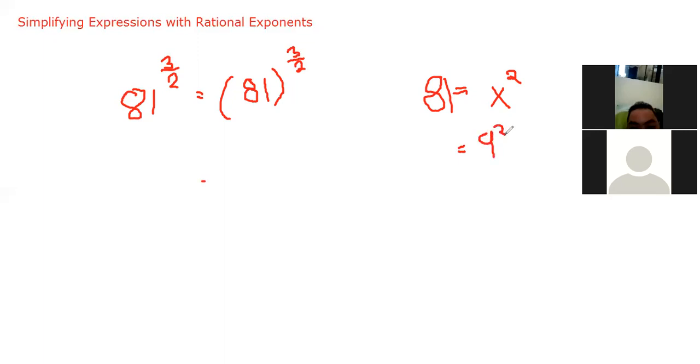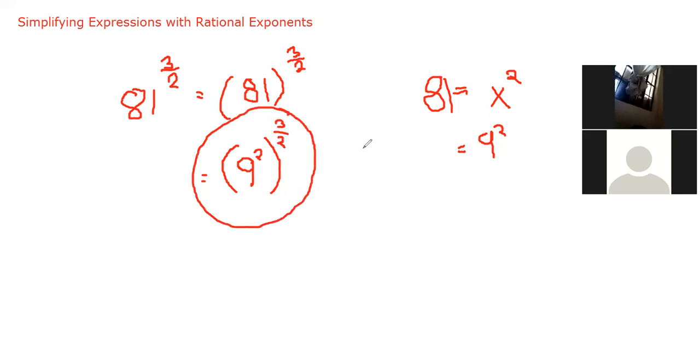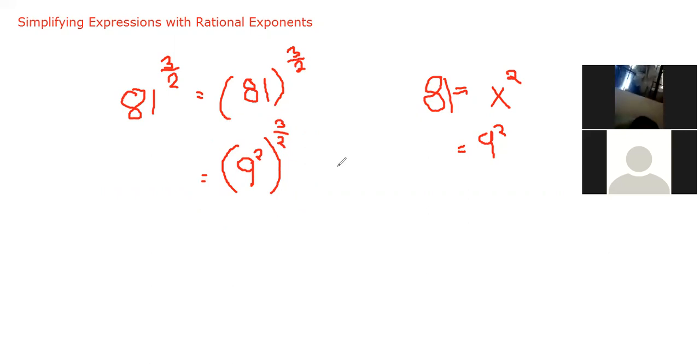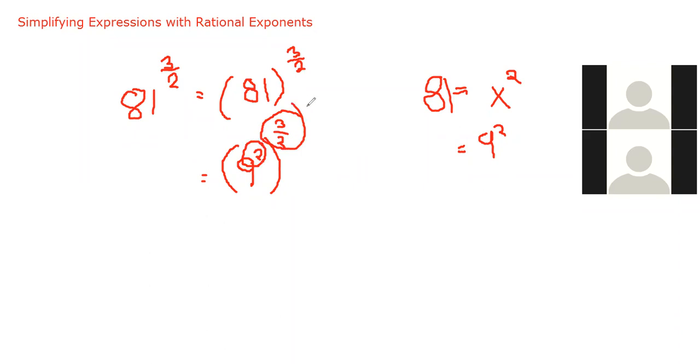So, kapag nilagay natin 9 squared, kasi in-squared natin yung 9 para maging 81, diba? So, 9 squared, then raised to 3 over 2. Okay, anong rule ang nagpapakita ngayon sa ganito? 9 squared raised to 3 over 2. Anong rule yan? That is a power rule. Okay? Power rule yan, kasi power of a power. So power, then may power pa ulit.